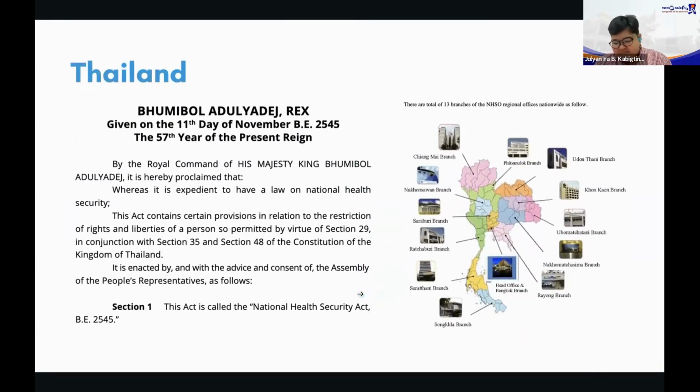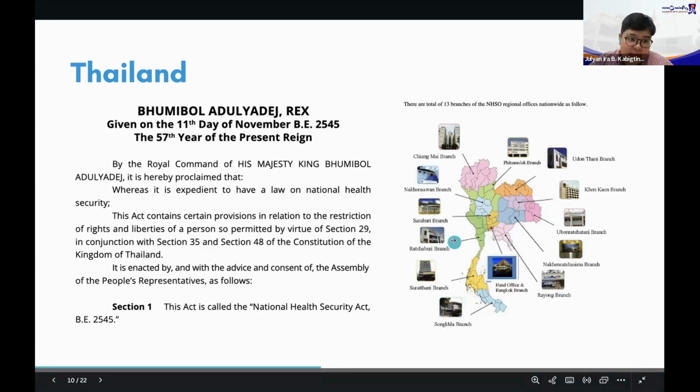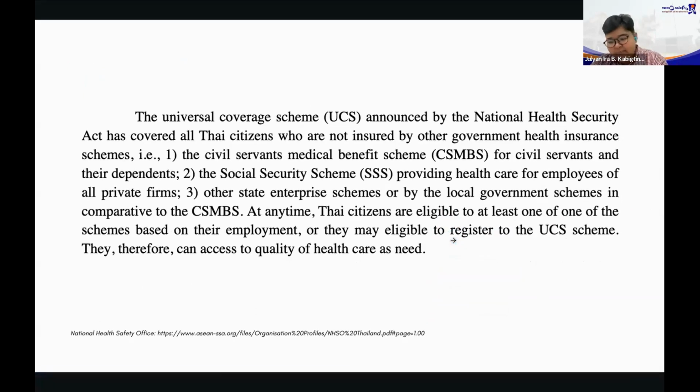Moving on to Thailand. In Thailand, universal health coverage started as early as 2002. I believe Thailand was one of the first countries to implement universal health coverage in Southeast Asia. It was implemented through the National Health Security Act B.E. 2545, and through this law, the National Health Security Office was also established. As you can see on the picture to your right, there are a total of 13 NHSO regional offices throughout the Kingdom of Thailand.